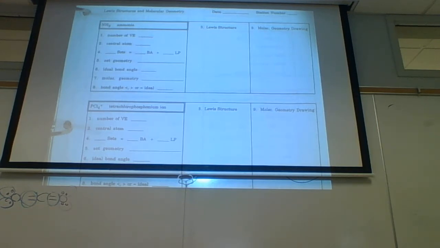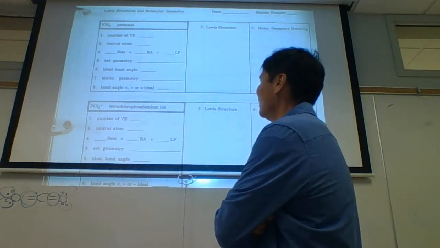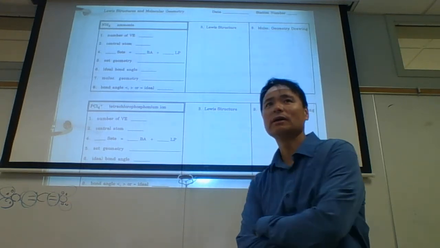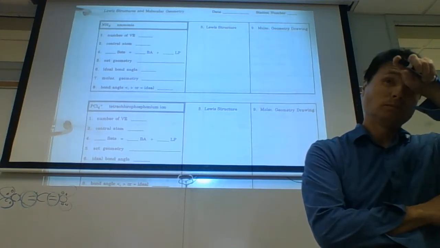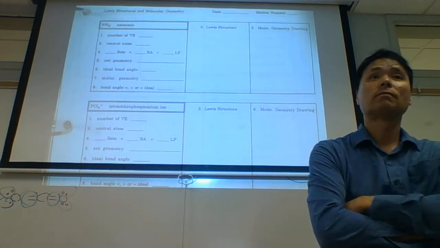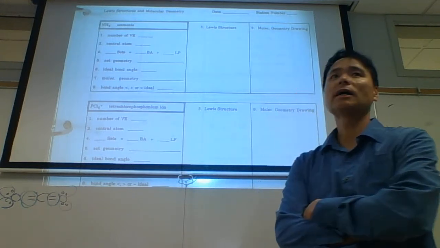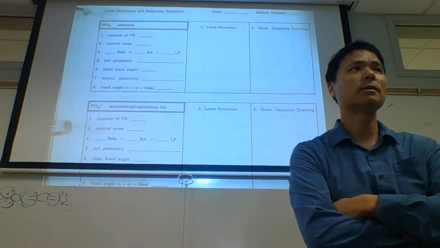Can you tell me what the angle is between any 2 sticks? 109.5. Okay, that's what we call the ideal angle, 109.5. But what is the EPG? Tetrahedral. But when we look at the molecular geometry, what is the MG? Trigonal pyramidal, just the bonded atom.